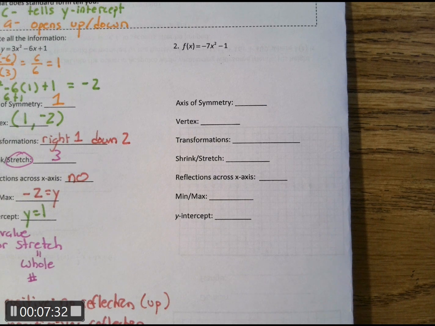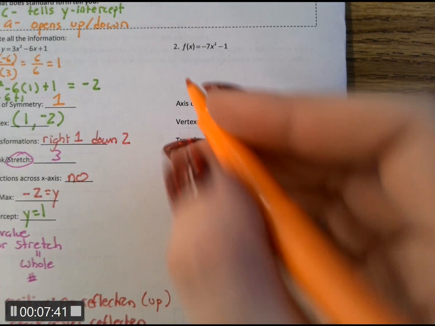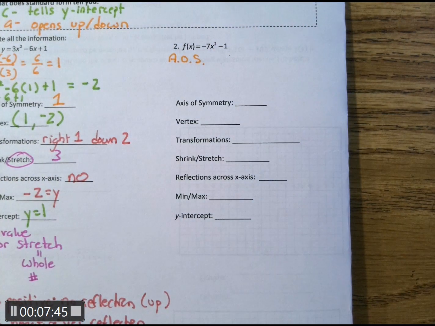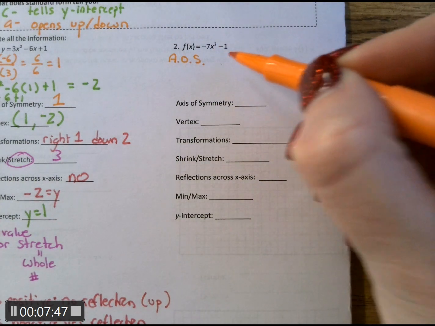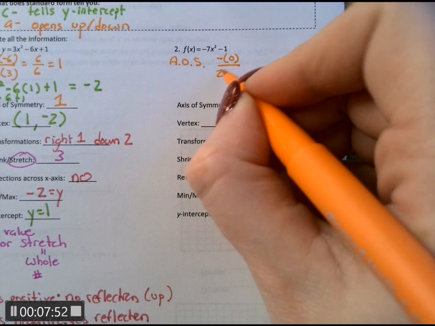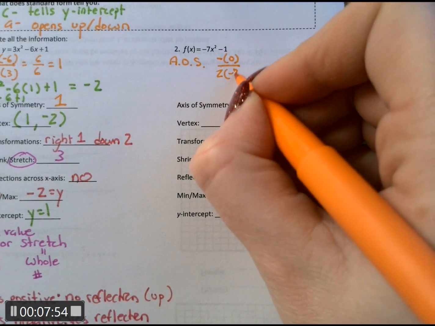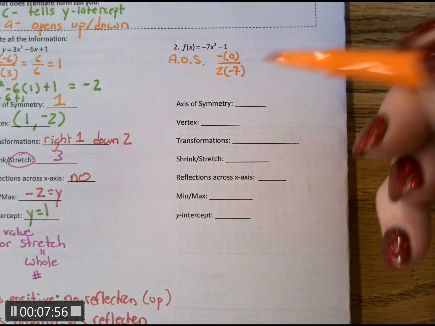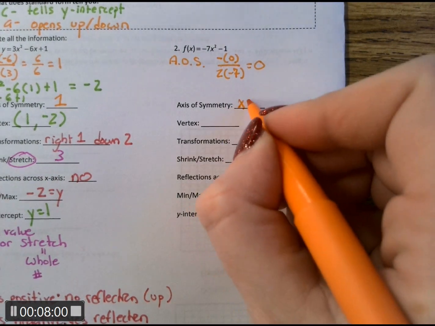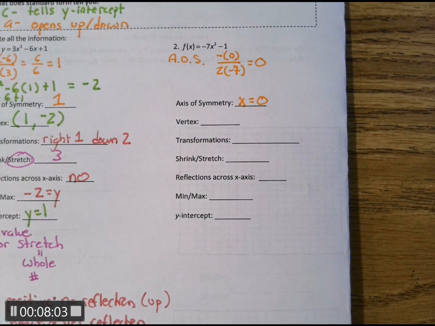So we have f of x equals -7x squared minus 1. So we need to find our axis of symmetry. So negative b divided by 2 times a. So for axis of symmetry, negative b, well, we don't have a b value. So it's going to be negative times 0 over 2 times our a, which is -7. Well, 0 divided by anything is just going to be 0. So we have an axis of symmetry at x equals 0.